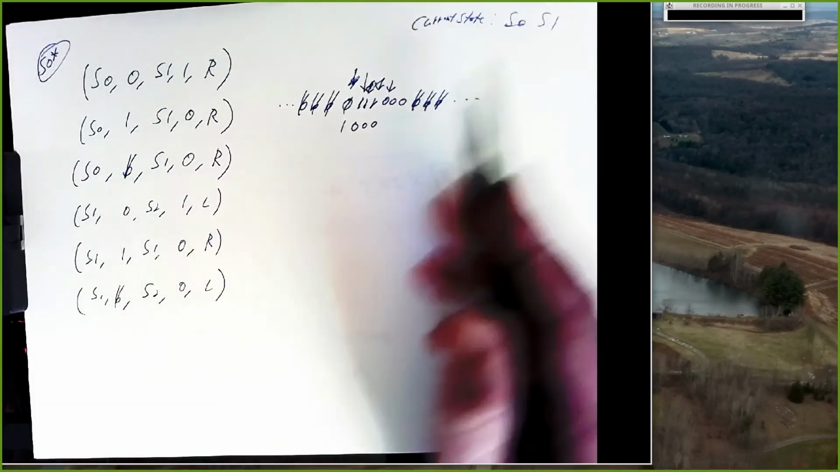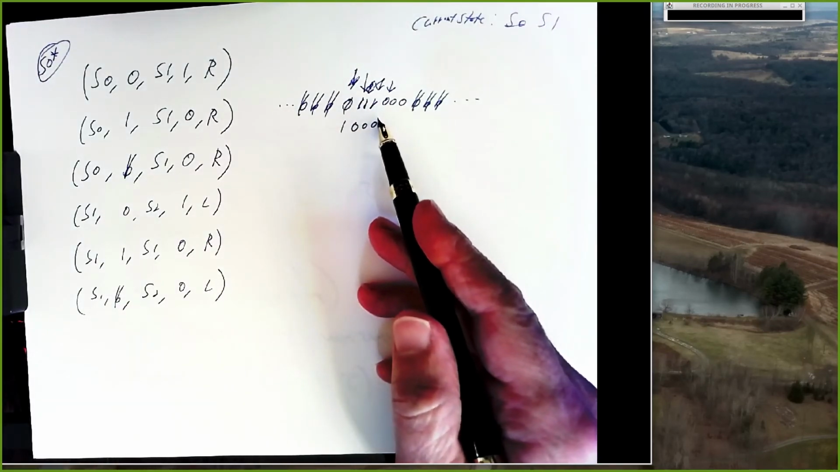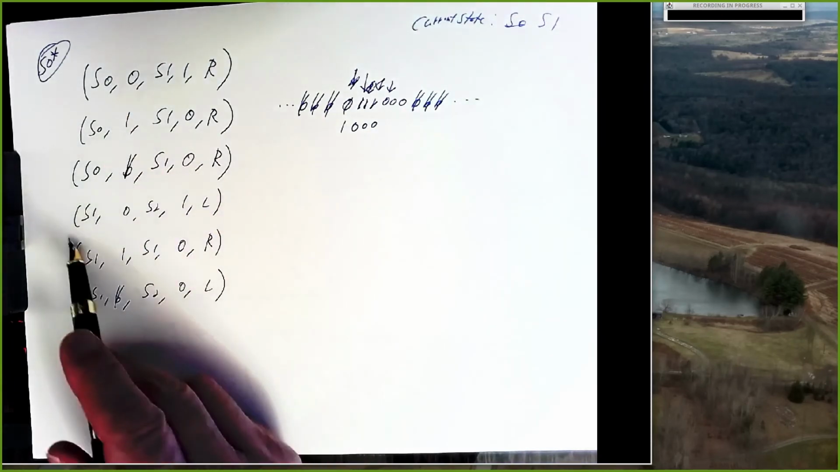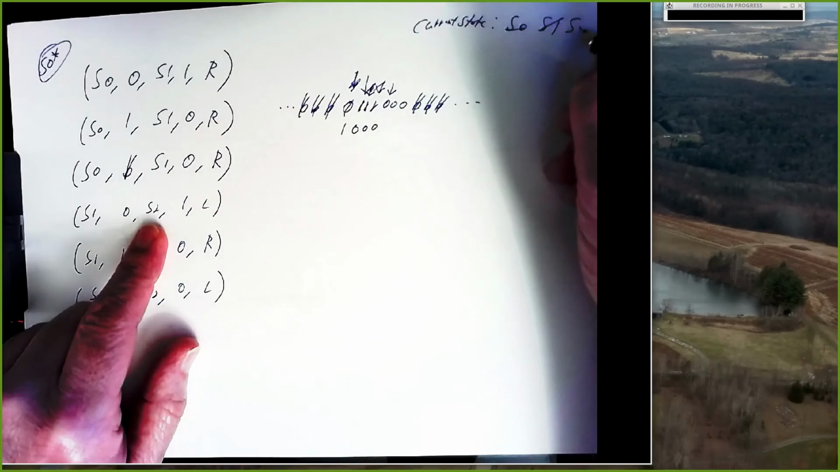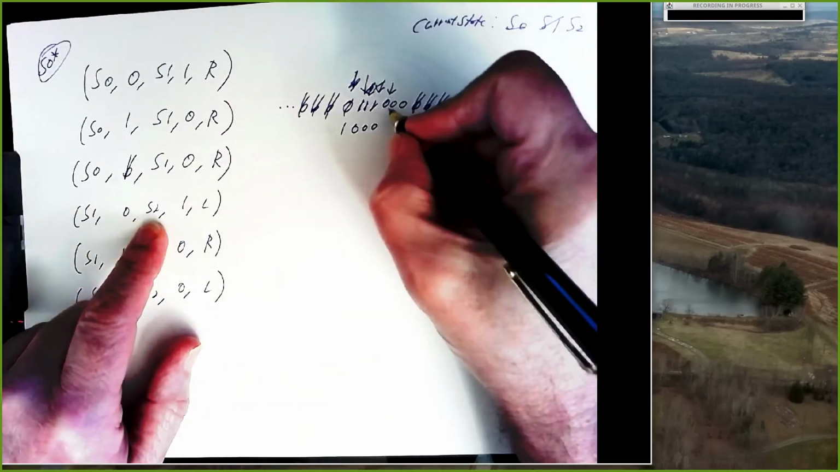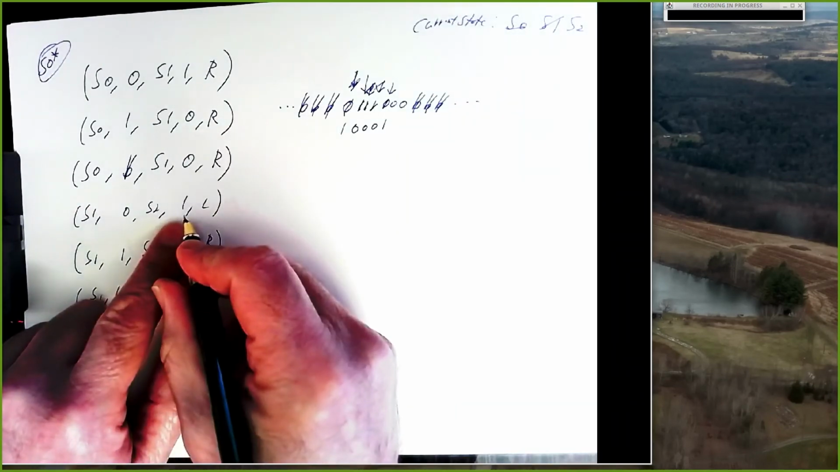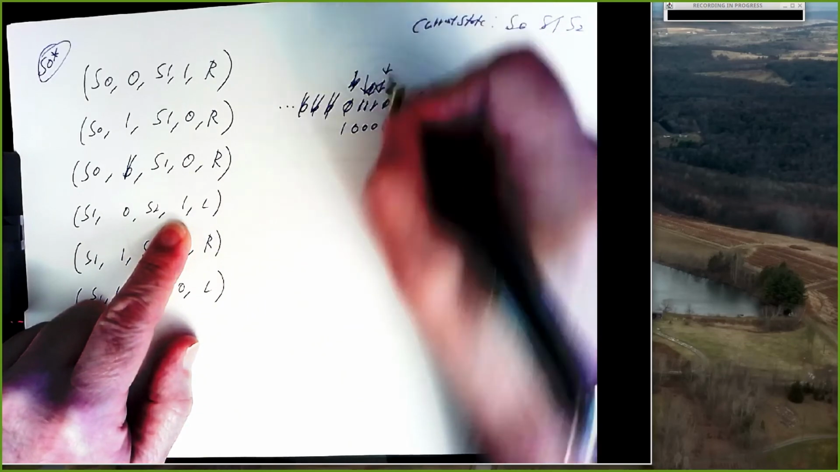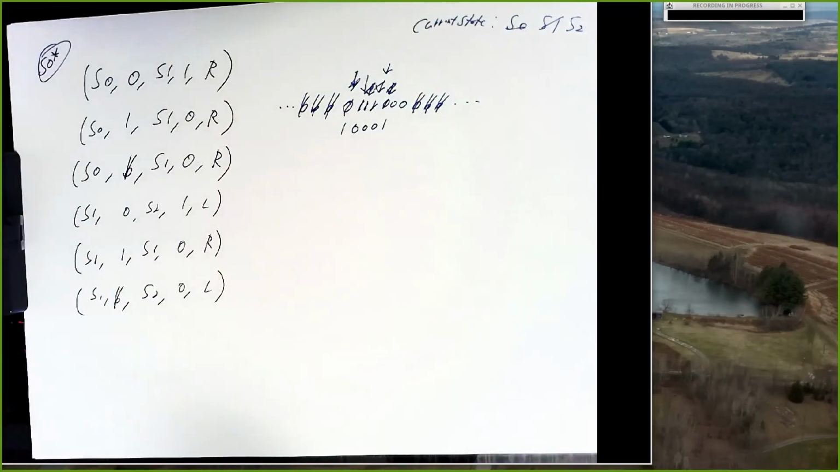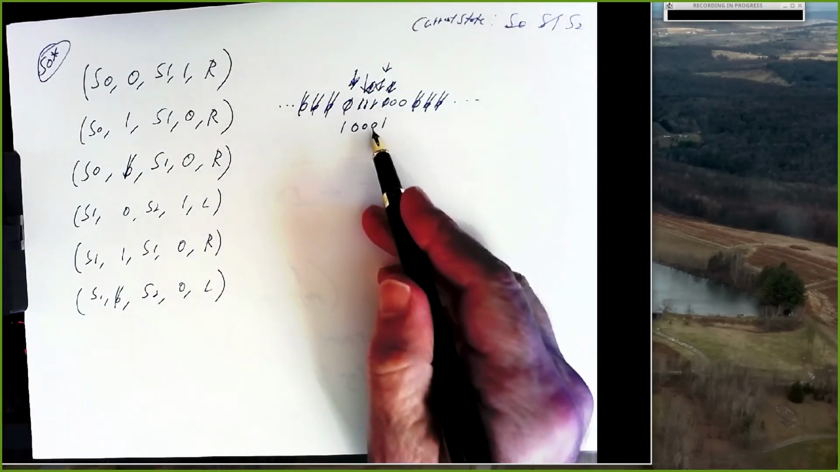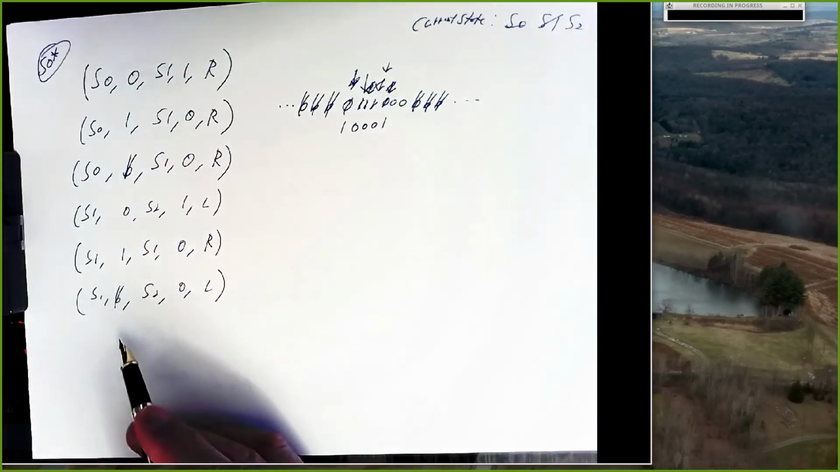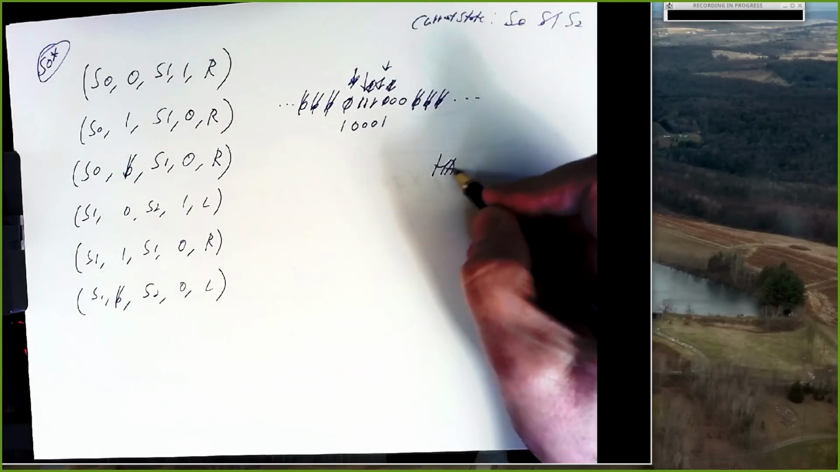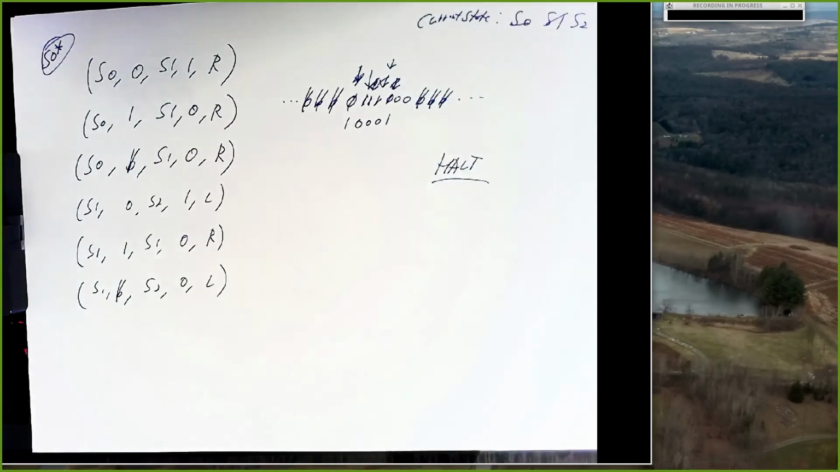Now we're in state S1 and we have a 0. So look for an S1, 0. There it is right there, S1, 0. It says change to state S2, change that 0 to a 1, move to the left, go back to the top. We're now in state S2 and we have a 0 under the read-write head. Look for an S2, 0. We don't find one. The system halts. And it's done.